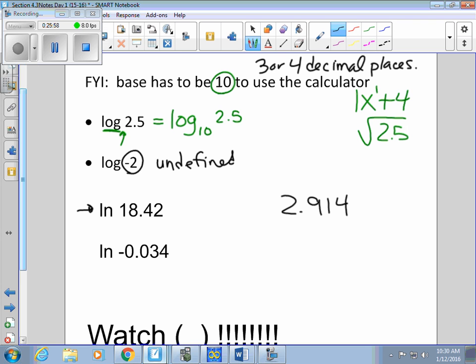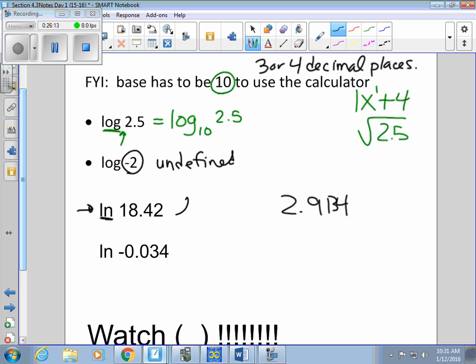2.914134? Oh my gosh. All right, there we go. Is that good? Okay. Now, what ln is, it's a log with the natural number as its base.